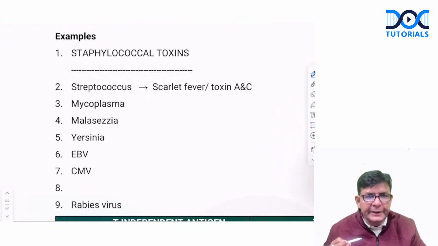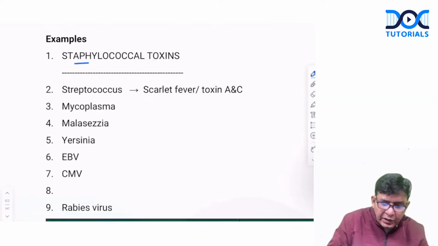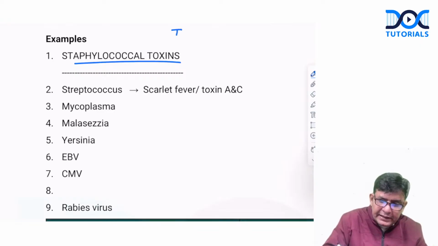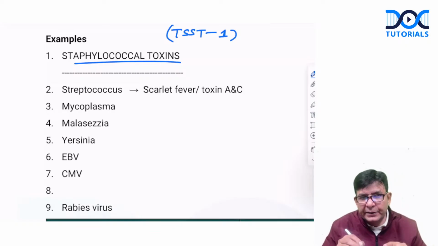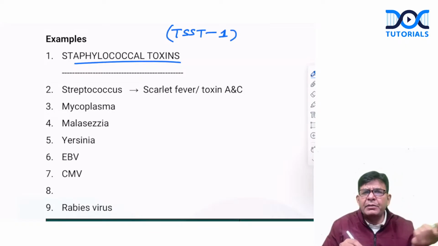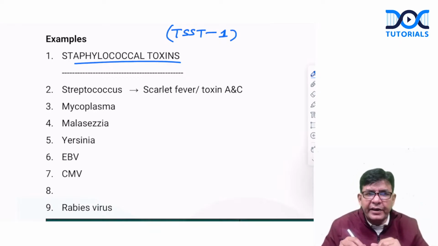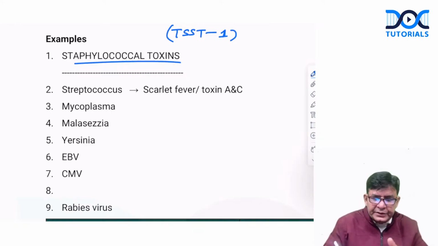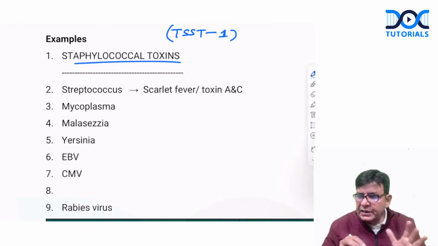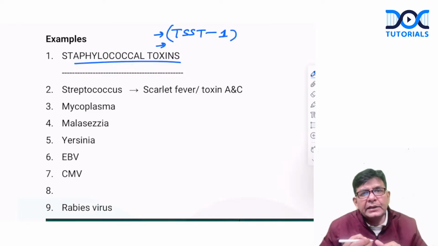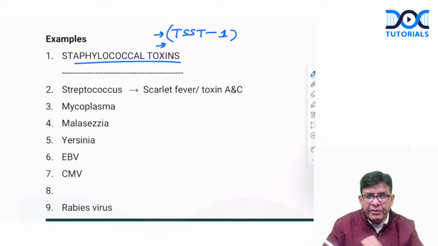As examples, the staphylococcal toxins are examples of superantigens. Everybody knows TSST-1, toxic shock syndrome toxin 1, which is associated with the use of contaminated vaginal tampons and menses. Previously, it used to be a triggering factor a lot, but remember, nowadays it's very less. Still, you should remember this example, TSST, toxic shock syndrome toxin 1.